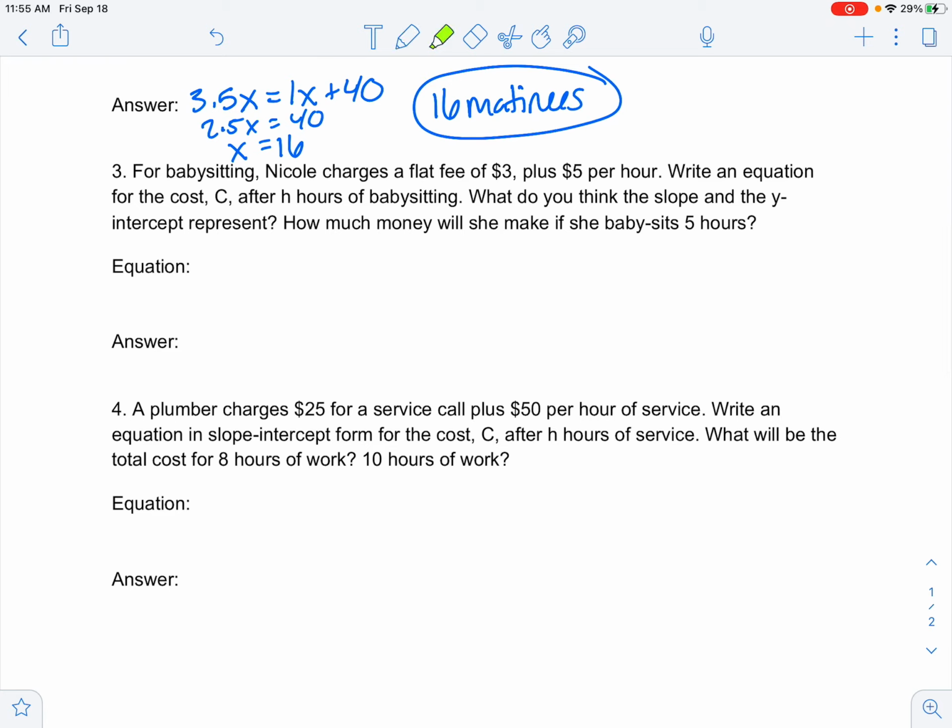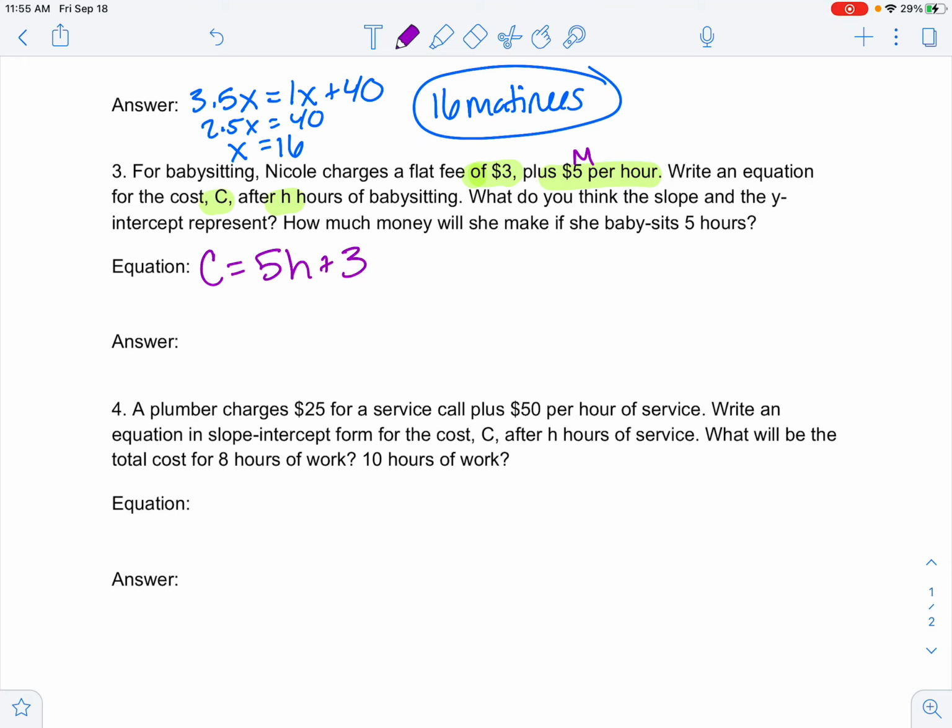For babysitting, Nicole charges a flat fee of $3 plus $5 per hour. Write an equation for C cost after H hours of babysitting. I want to stop there, and I want you guys to write your equation. Okay, so you should have y equals, my slope was my 5 per, that tells me that's a slope. Whoops, I'm using the wrong variables here. My cost would be 5 per hour, plus, no matter what, I charge $3.